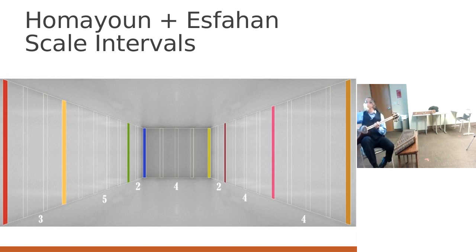One is the same scale that we just played right now. Actually, Humayun would be just the gravitational note comes to that third note. That makes it totally different feeling again.